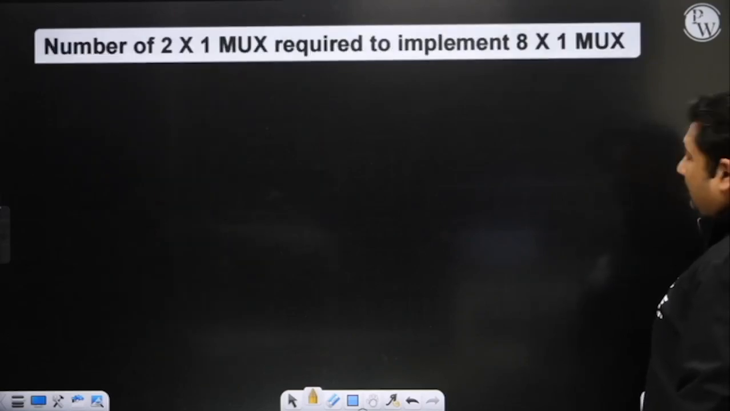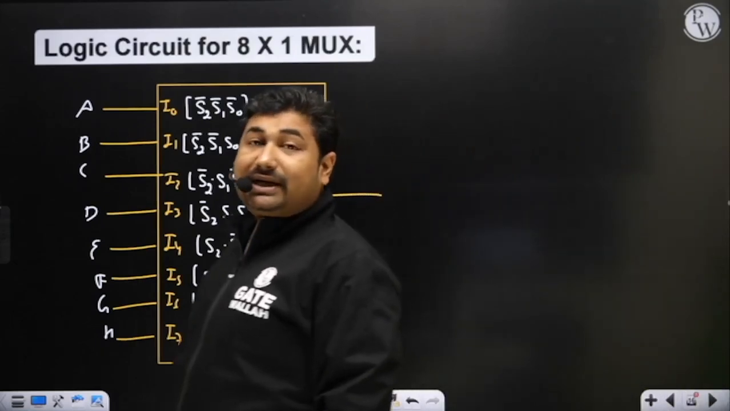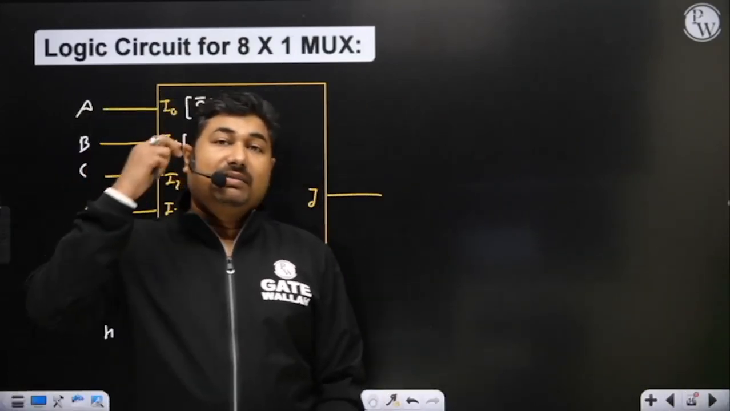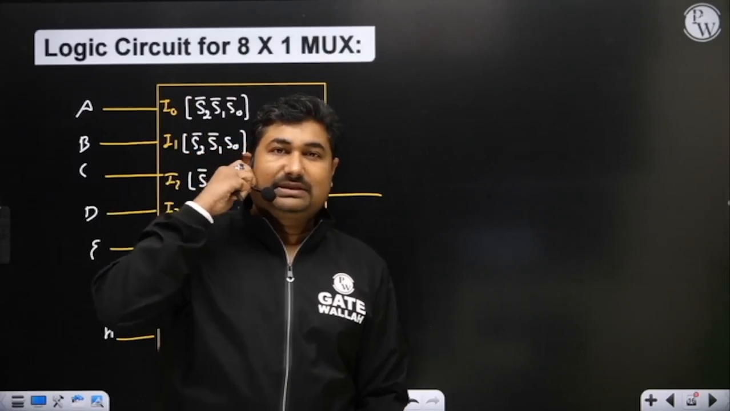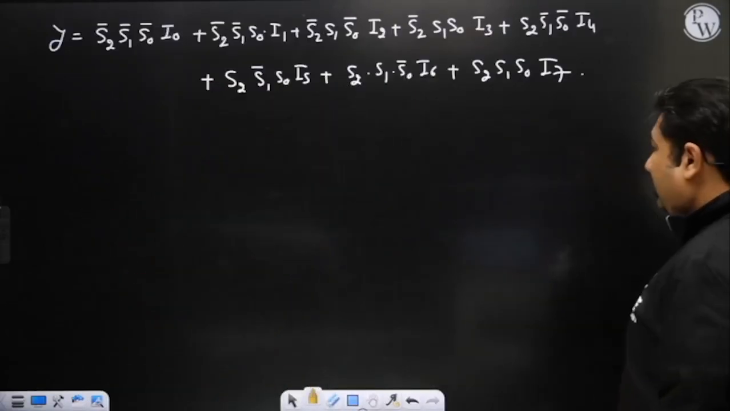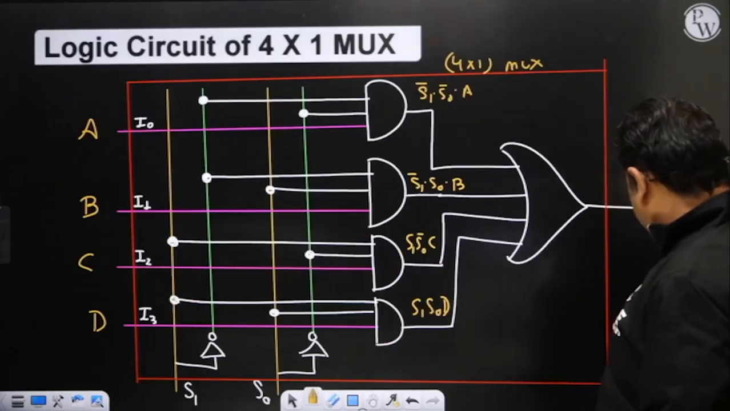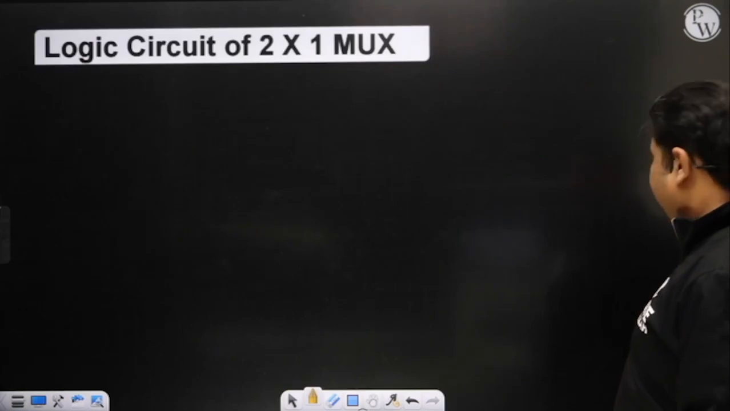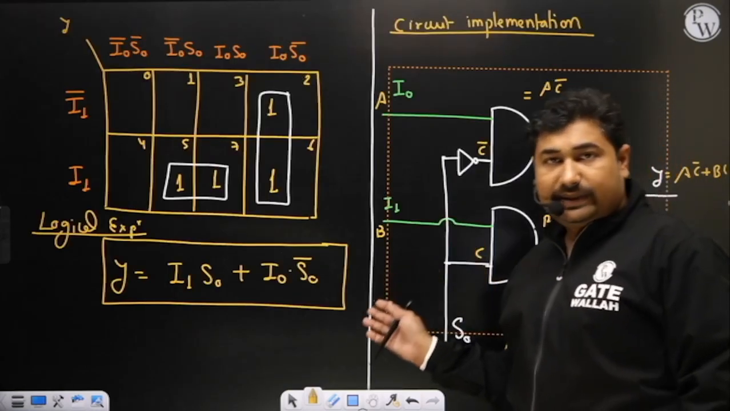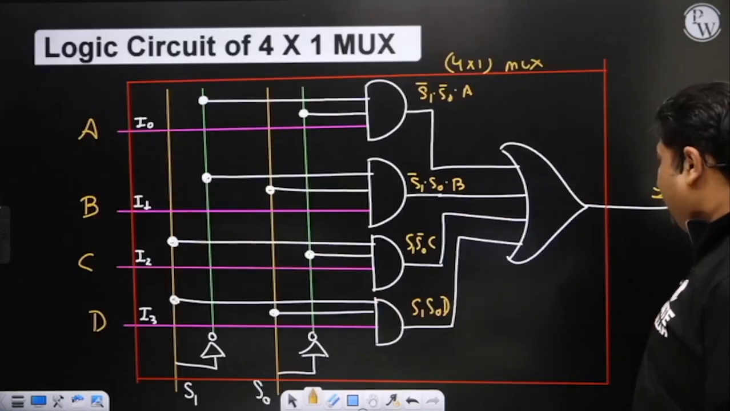Great, sir. Now please observe here. I am interested to implement a higher order multiplexer by using a lower order multiplexer. If we need, we can design 8 cross 1. If we need, we can design 4 cross 1. If we need, we can design 2 cross 1. Yes, sir. And we know how to design. So we know how to design any desired size.